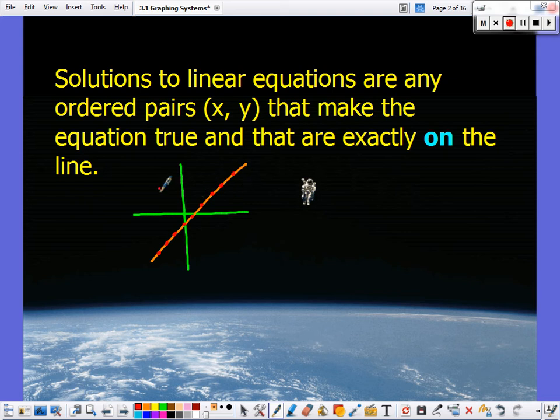It doesn't mean that it's every ordered pair, because look, I can put some dots out here in space, and obviously literally space, no pun intended. But notice these dots here, they do not fall on that line. So therefore these are not solutions to that equation. Even though there may be an infinite number of dots on that line, it's not every dot. It's just the dots that fall on that line.